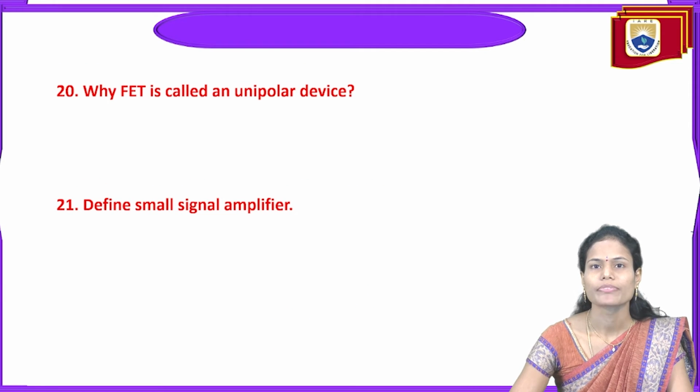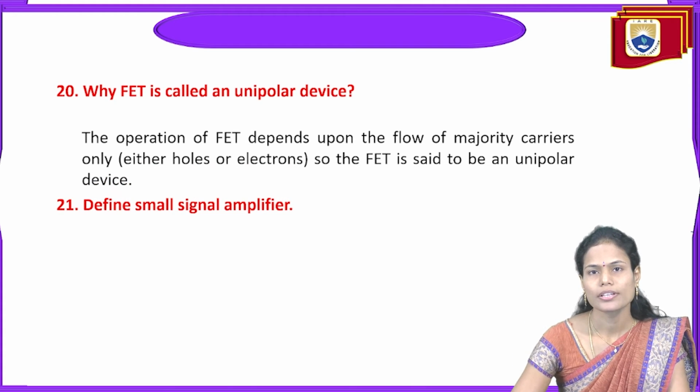And next one is, why is FET called a unipolar device? See here, the operation of the field effect transistor depends upon the flow of majority charge carriers only, that may be holes or electrons. Because of that reason, we call it a unipolar device. It is not a bipolar device. In the case of a bipolar device, the current conduction is due to the majority carriers as well as minority carriers which are present in the device.